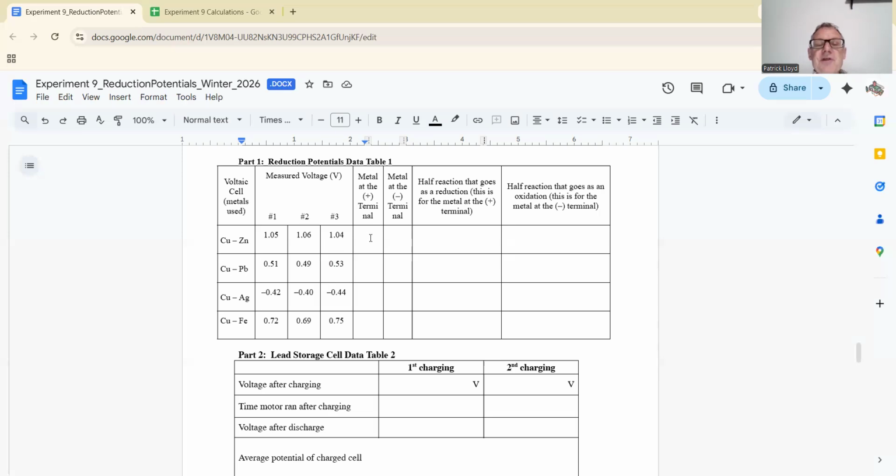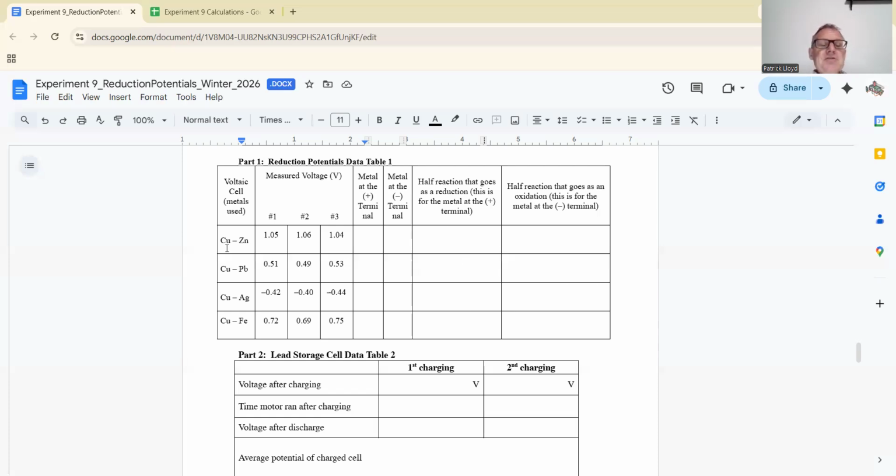The first thing we want to fill out here are the metals at the positive terminal. That would be the cathode. Remember, the cathode is where reduction is occurring. The metal at the negative terminal is the anode, where oxidation is occurring. And then we'll write the half reactions in for those.